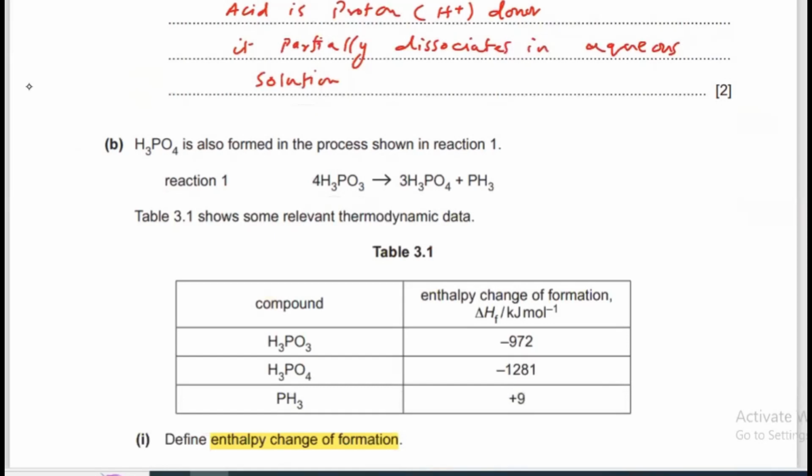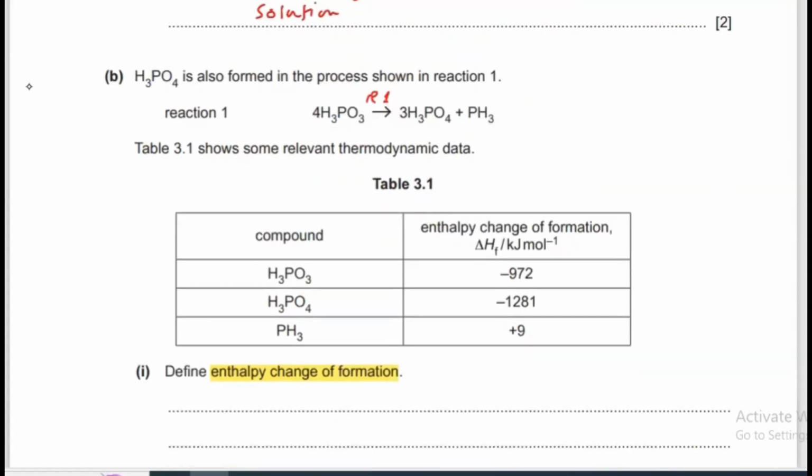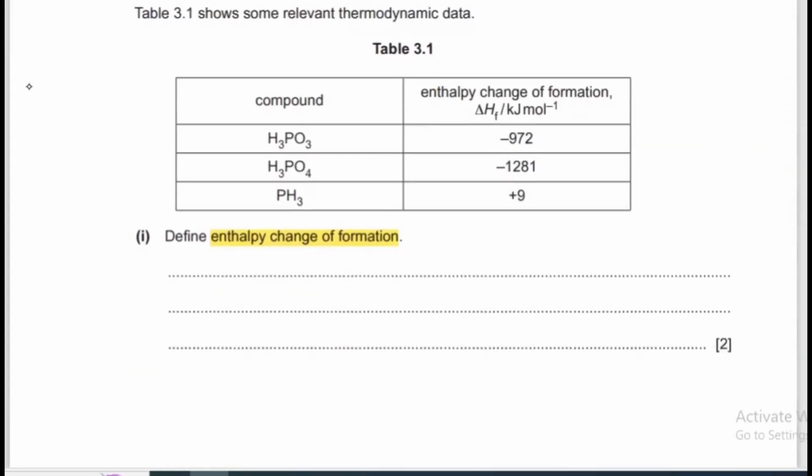Now, this is another part: H3PO4 is also formed in the process shown in reaction 1. This is reaction 1, in which we are getting the different products. The table shows some relevant thermodynamic data, so the enthalpy change of formation of all these compounds is already given. The question is to define enthalpy change of formation.